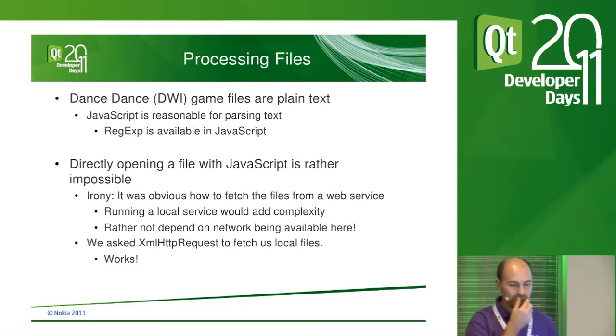Simply looking at the documentation, it was rather ironic that it was immediately obvious how to fetch a file from a web service using XMLHttpRequest or something similar. However, we discovered that if you ask XMLHttpRequest to fetch you a local file, it will. So that's basically how we loaded the step files to process when the step should be available. Something like this would be easily solvable by plugging in C++, calling back, and doing your processing there.